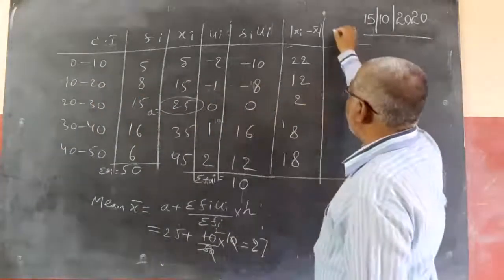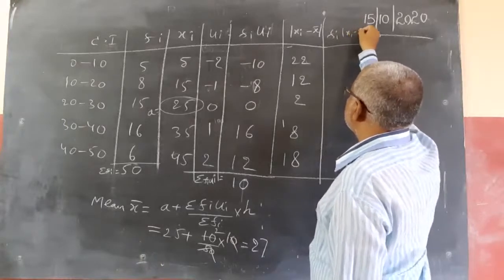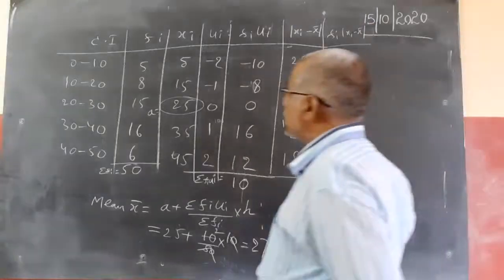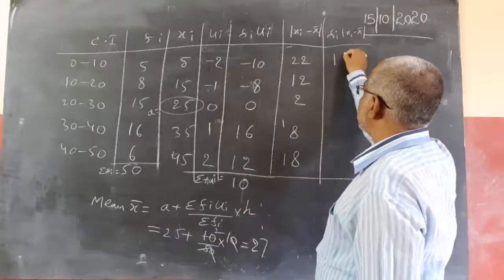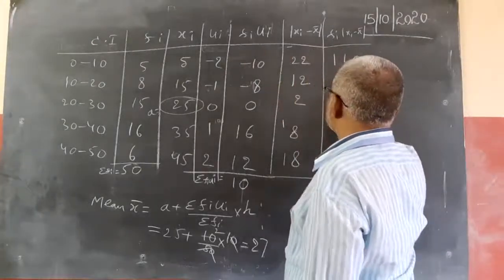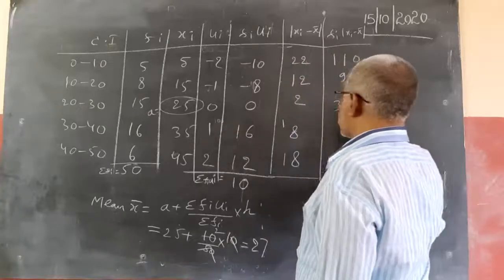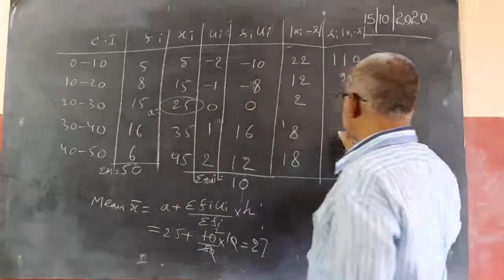Now, fi into modulus of xi minus x bar. That is 5 into 22, 5 twos are 10, plus 1, 11. Next, 8 into 12 is 96. 15 into 2 is 30. Next, 8 into 16 is 128.